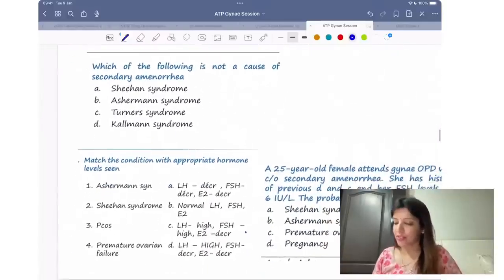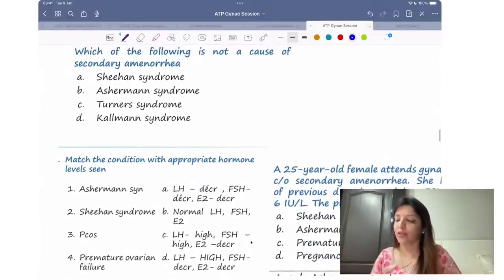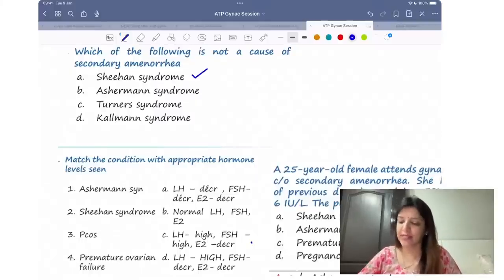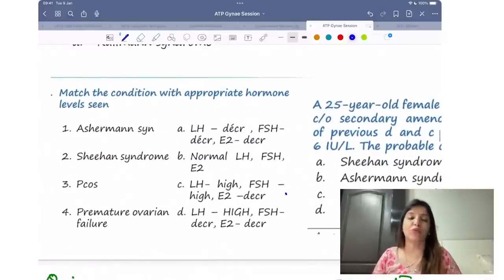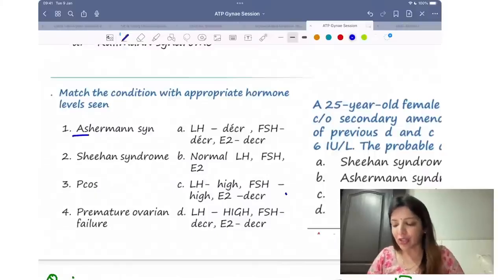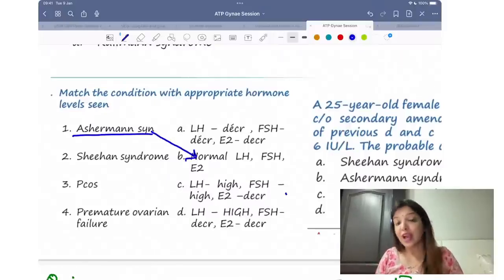Now come to these questions. Which of the following is not a cause of secondary amenorrhea? Is Sheehan syndrome a cause of secondary amenorrhea? Yes. Asherman? Yes. Turner's? No. Kallmann's? No. Then they asked, match the condition with appropriate hormone levels. How are you going to match it? What do you find in Asherman syndrome? LH, FSH and estrogen, everything normal. In Sheehan, it is a pituitary problem, so LH decreased, FSH decreased, estrogen decreased.